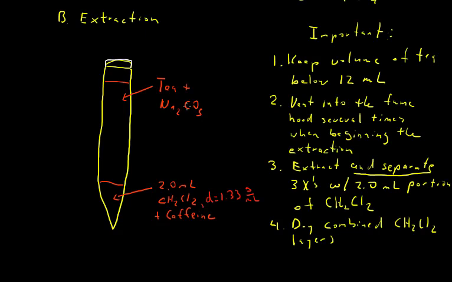Additionally, recall that it's more effective to extract multiple times with small volumes than a single time with a large volume. So we're going to extract 3 times with 3 separate 2 milliliter portions of dichloromethane. I forgot to mention, dichloromethane has a density of about 1.33 grams per milliliter at room temperature. That is greater than the density of water. Remember, the tea is an aqueous solution, and so we're expecting this to be on the bottom.